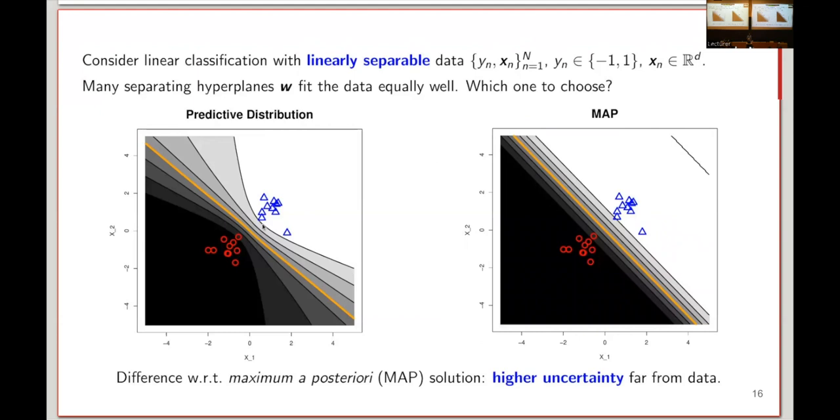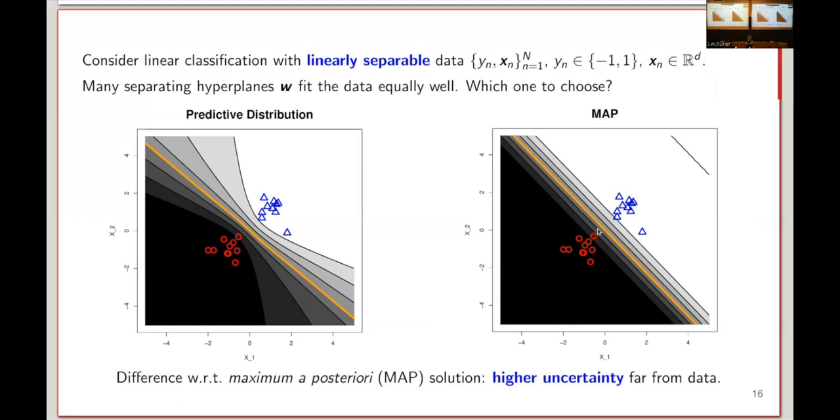If you compare that with the solution that you could obtain by finding just a point estimate of the weights, still considering the Gaussian prior, you would obtain something like this. You just have a hyperplane W given by your point estimate. And what happens is that now the probability of one class or the other just depends on the distance to the decision boundary in orange. But far away from the data, the probabilities are more or less the same as when you are close to the data. And this model is not really capturing uncertainty in your predictions.